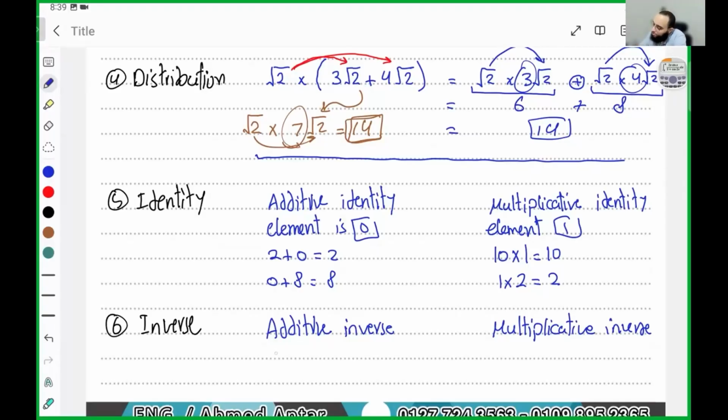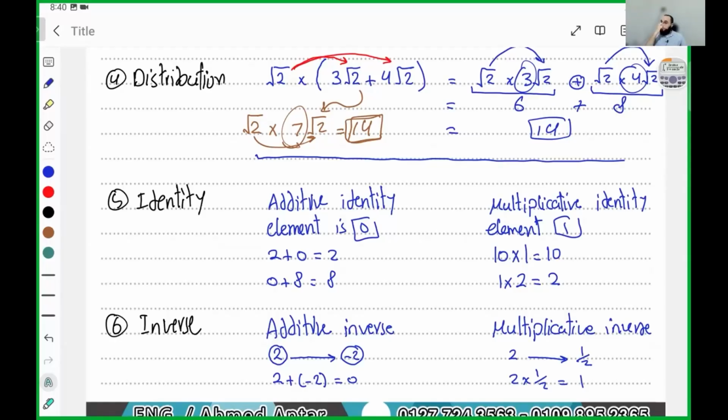So if you have a number like 2, what's the additive inverse of 2? It's negative 2. That's it. If you add them together, the answer is 0. But what's the multiplicative inverse of 2? 1 over 2. If you multiply them together, the answer is 1. So the additive inverse is flipping the sign of the number. If it is positive, write it negative. If it is negative, write it positive. And when adding them together, the answer should be 0.